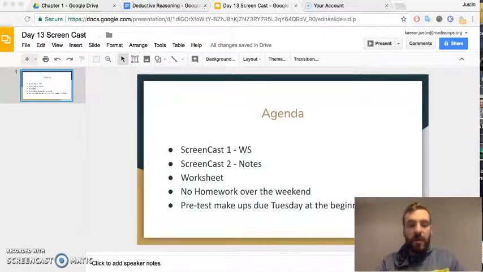Then after this, you'll be going on to a white worksheet. It's a white piece of paper, front and back, I believe. Please try your best on that worksheet. I want to see how much you can get done. You will not take that home for homework. That will be collected. You have no homework over the weekend except just getting that pre-test makeup stuff ready for Tuesday.